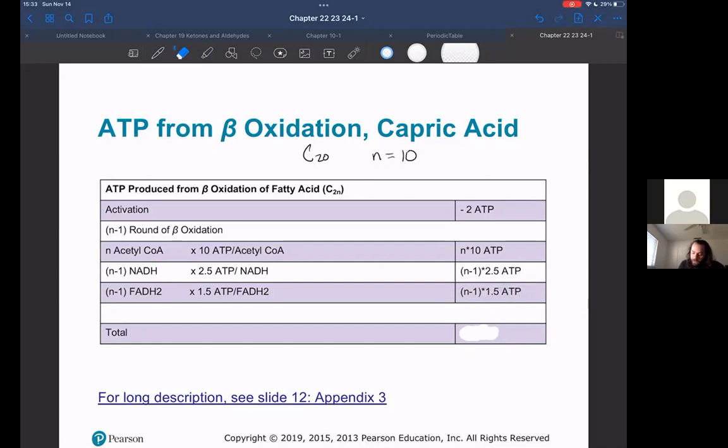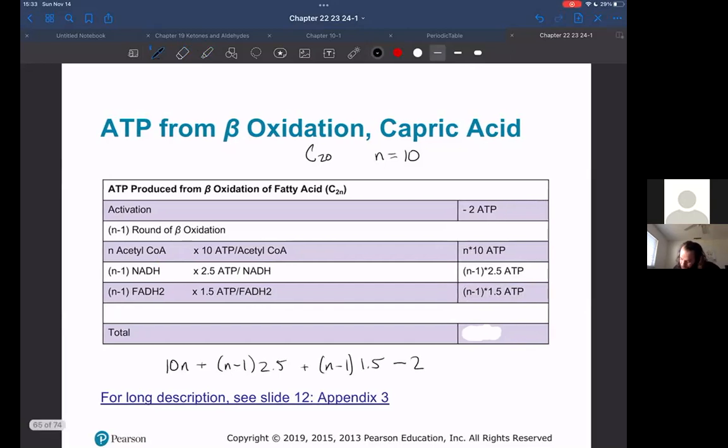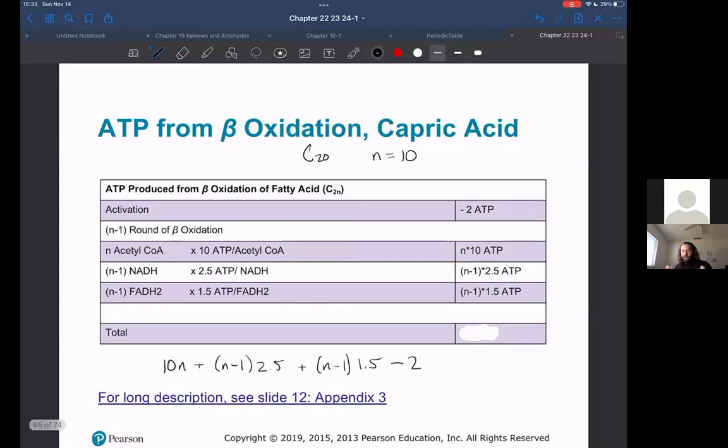So if we stuck this all together, 10N plus N-1 times 2.5 plus N-1 times 1.5 minus 2. We can expand it all out and put all the variables together. We could simplify this to be N times 14 minus 6 ATPs. That's how many total we would get from a generic fatty acid with 2N carbons.